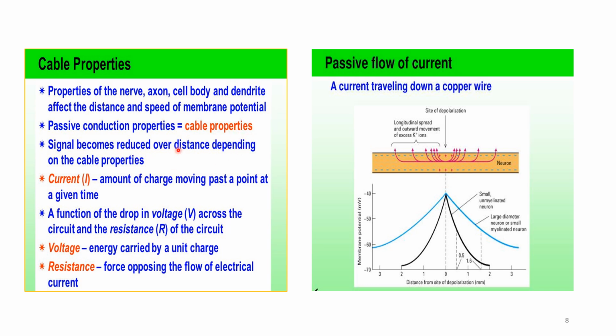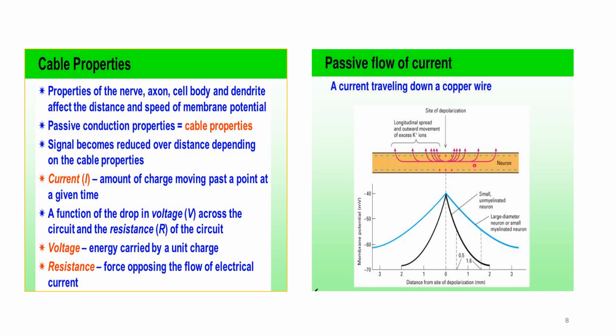Because of these properties, you can see the signal becomes reduced over distance depending upon the cable properties. See here, passive flow of current. Suppose it is a copper wire or a neuron. This is a stimulus. Here we have given a stimulus, that is the site of depolarization. Then what is happening? It is traveling in both directions.